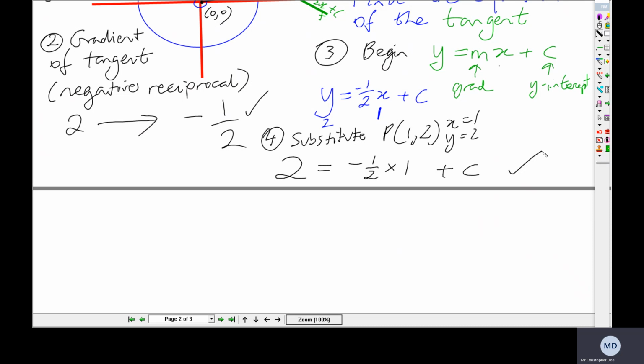Right, could you find what C has to be? I've got a 2 on the left, and on the right, I've got minus a half times 1 plus C. What must C be to make it equal? There's only one answer to make it equal. With the help of the person next to you, can you try and work out what C's got to be? It is not a whole number. It's a decimal number, a fraction. You weren't allowed a calculator for this.